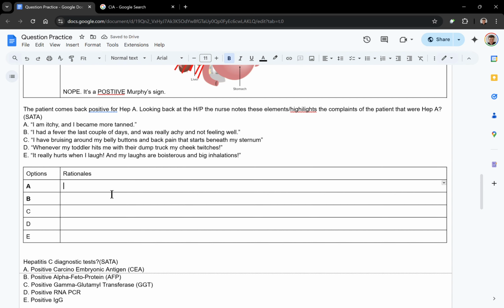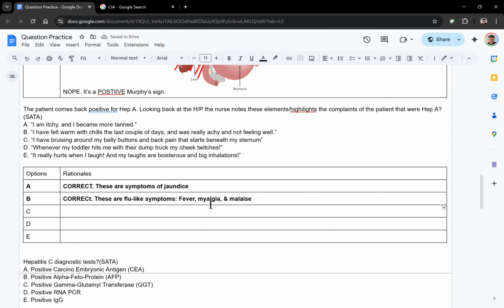It's the same options. A is correct, this is a symptom of jaundice. These are symptoms of jaundice. And then B is correct. These are flu-like symptoms, such as what? We got fever. Instead of fever, I would probably say I have felt warm the last couple of days, with chills. And they got achy, that's called myalgia, and they have not feeling well, malaise.